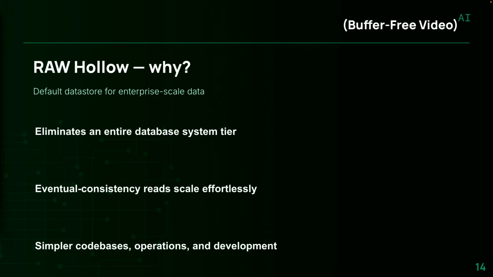The reason Raw Hollow is a popular pattern at Netflix is because it eliminates that database tier. Where you needed a source of truth plus a Hollow producer, it's now one single system and one single dependency, which halves the tech debt and long-term operational concern. And from this new source of truth store, you can read at eventual consistency effortlessly at scale because every read is in memory for clients.